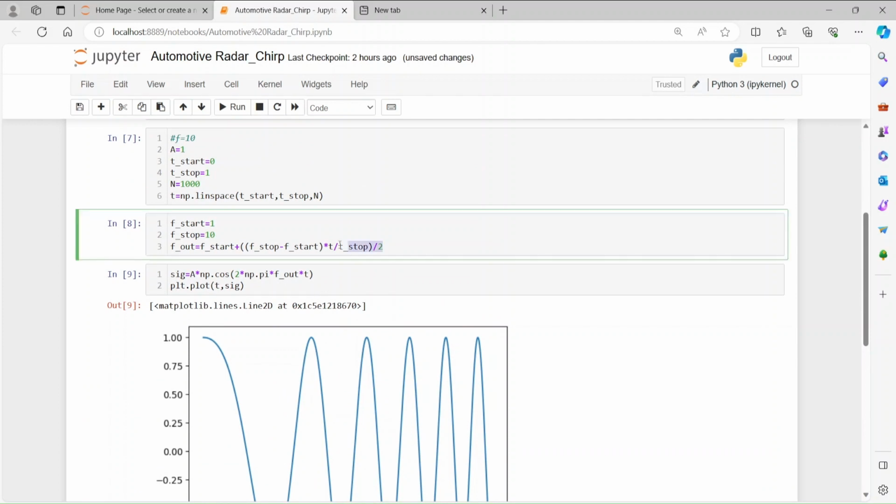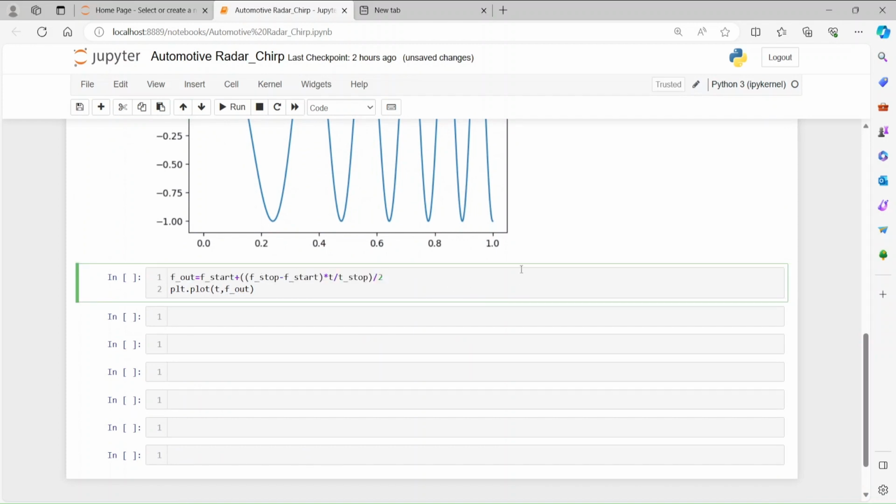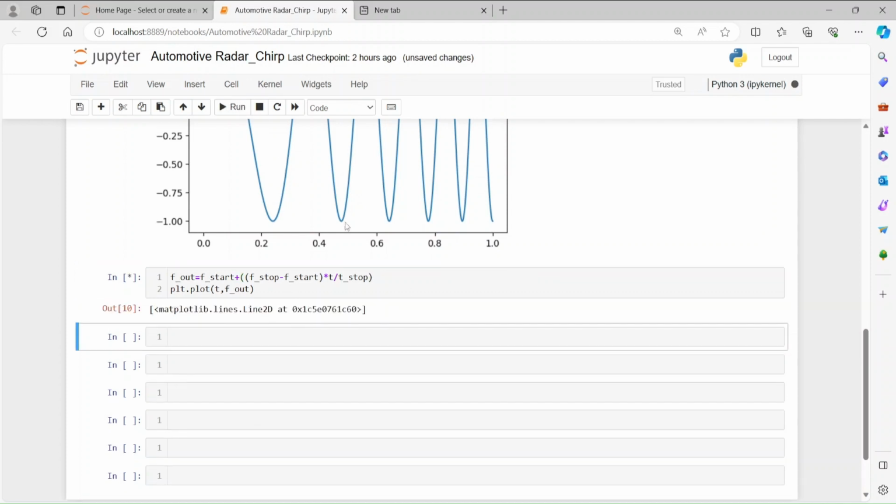Okay, but we have to do one thing. This is compensated for instantaneous phase, so just need to make one change here. This term is going to be, there will be no division here by 2. So now let's plot it out.